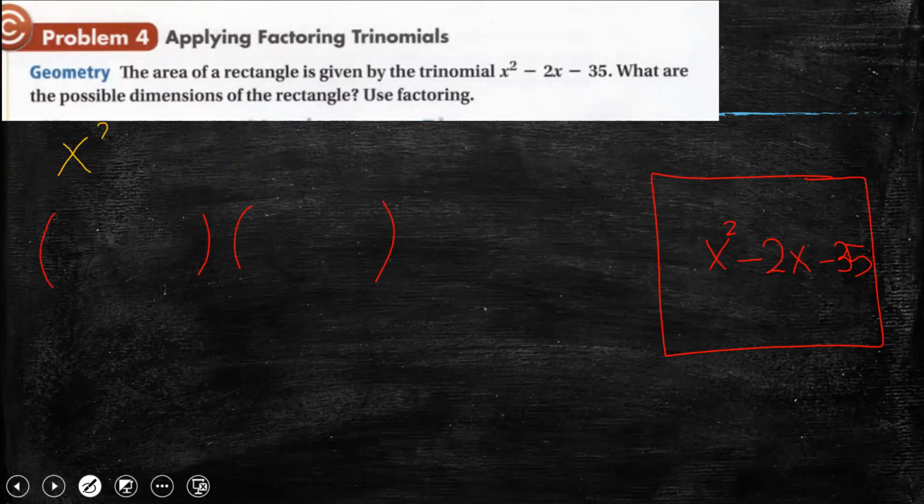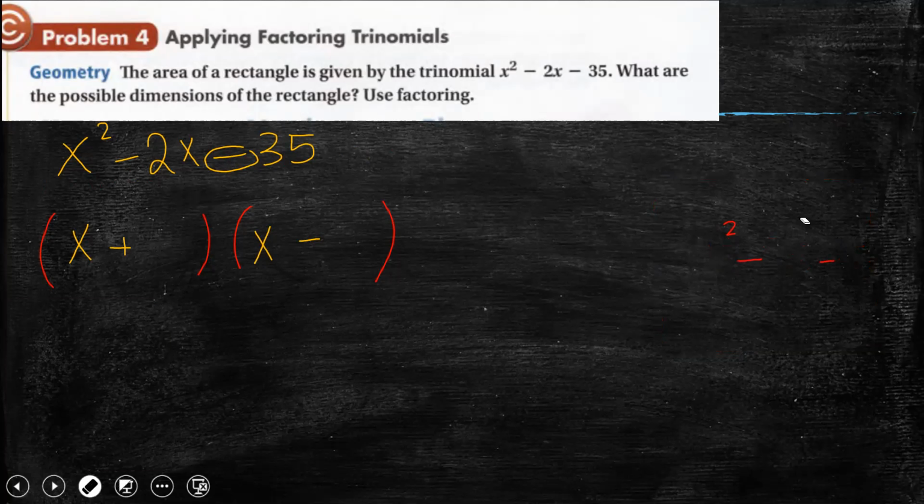x squared minus 2x minus 35. Now look at the sign of C. Is it positive or negative? Negative. Negative C means one factor is positive and the second one is negative. (x )(x ). The third step now, I will make a table here.